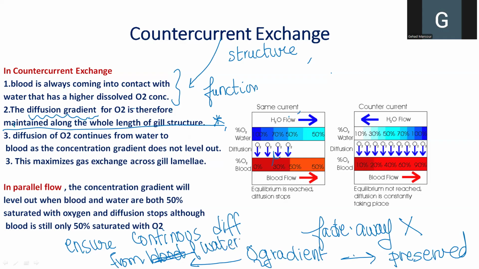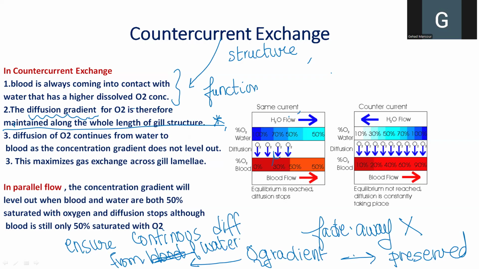But if the gradient fades away rapidly, then this is not maximization of function. So diffusion of oxygen will continue from water to blood as long as this gradient does not level out, and this, of course, maximizes gas exchange across the gill layers, or the gill lamellae.